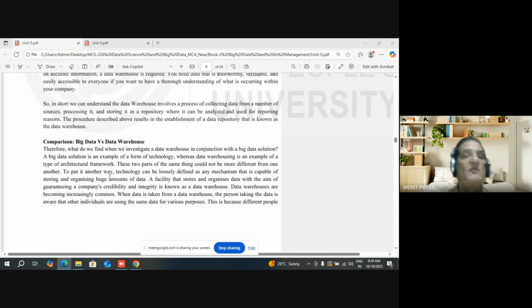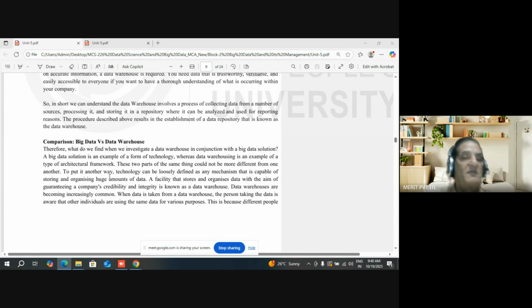Therefore, what do we find when we investigate data warehouse in conjunction with big data? A big data solution is an example of a form of technology, whereas a data warehouse is an example of a type of structured architecture framework. These two could not be more different from one another.